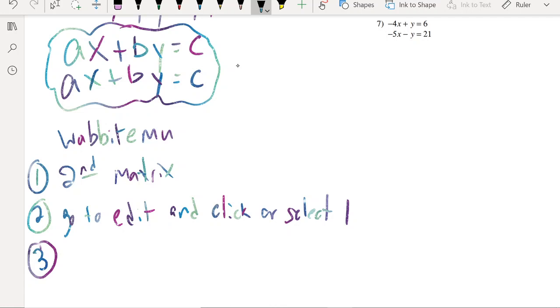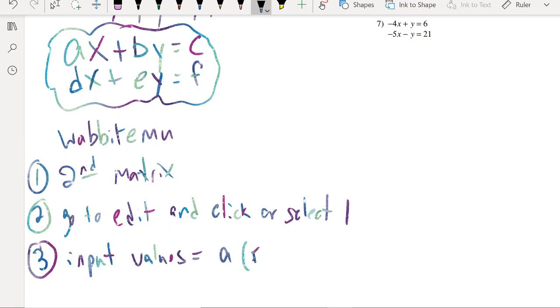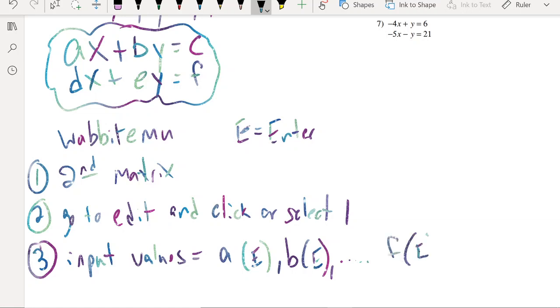And then here's what you do. So now you input values. Okay, and actually I'm going to erase the A, B, and the C in the second one here, and I'm going to call this D, E, and F. So here's what you do. You just type in A, and then I'm going to put E here for enter. So E in this galaxy pen thing means enter. Press enter in your calculator. So A, enter, B, enter, and so on, all the way to F, enter.